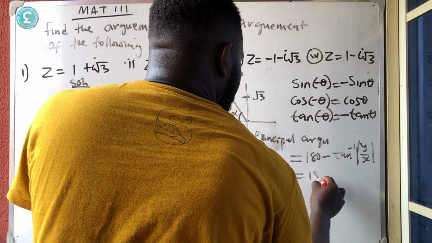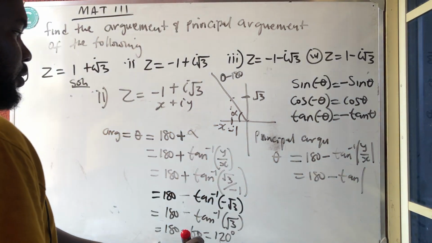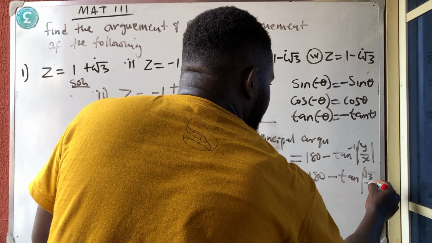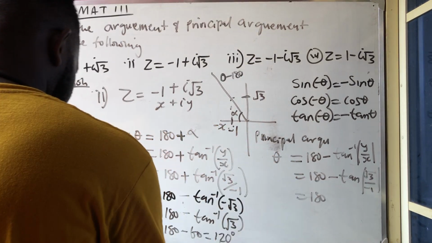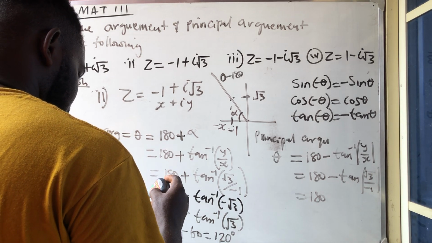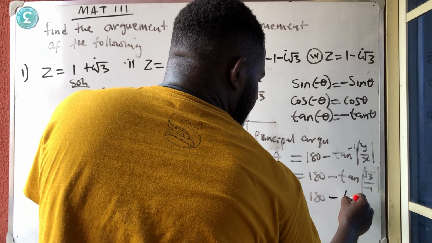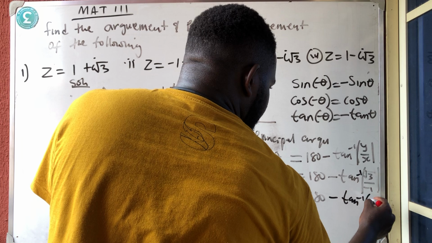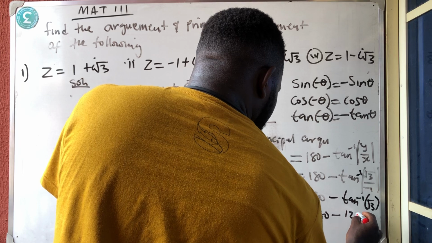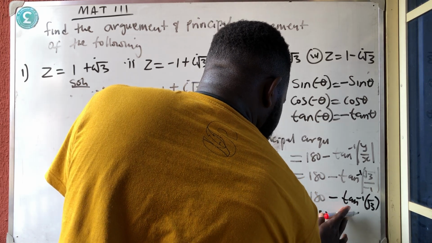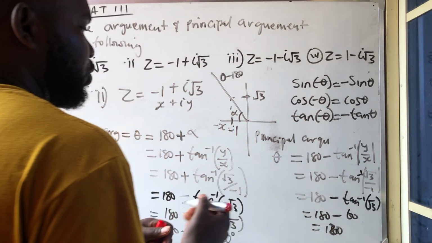So I'm having 180 minus tan inverse of root 3 over minus 1. The absolute value will take care of this. So I'm having 180 minus tan inverse of root 3, which is equal to what? 180 minus 60, which is equal to 120. So you can put it in terms of pi.